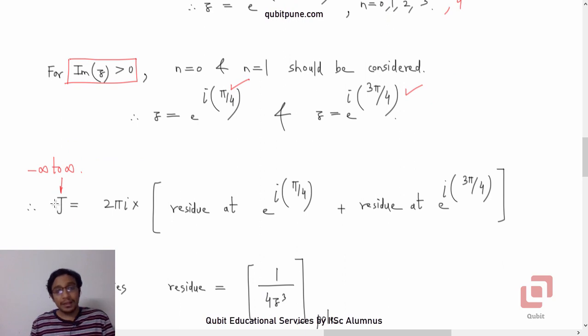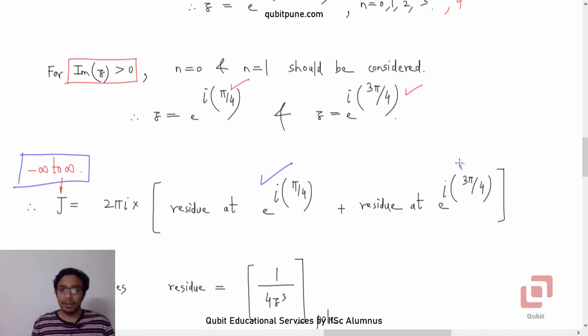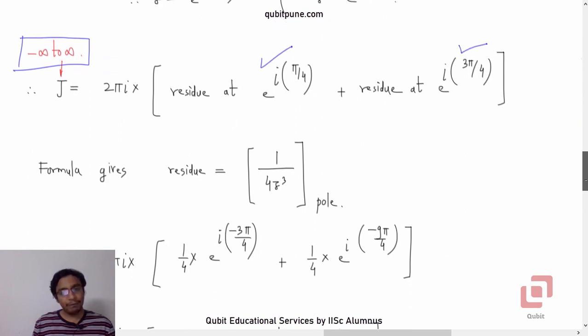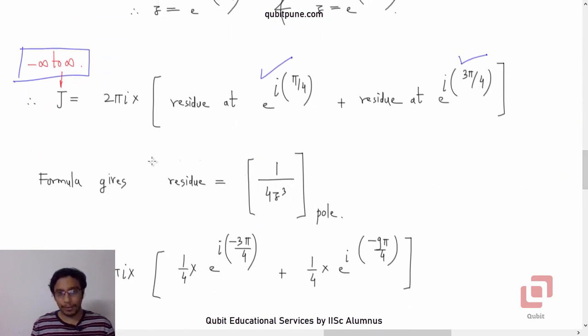So the integral J, for which the limits are minus infinity to plus infinity, will be 2 pi i times the residue at e to the power i pi by 4 plus the residue at e to the power i 3 pi by 4. Now, we have actually solved this problem in our discussion on the calculation of residues, and now we are going to use L'Hospital's rule.